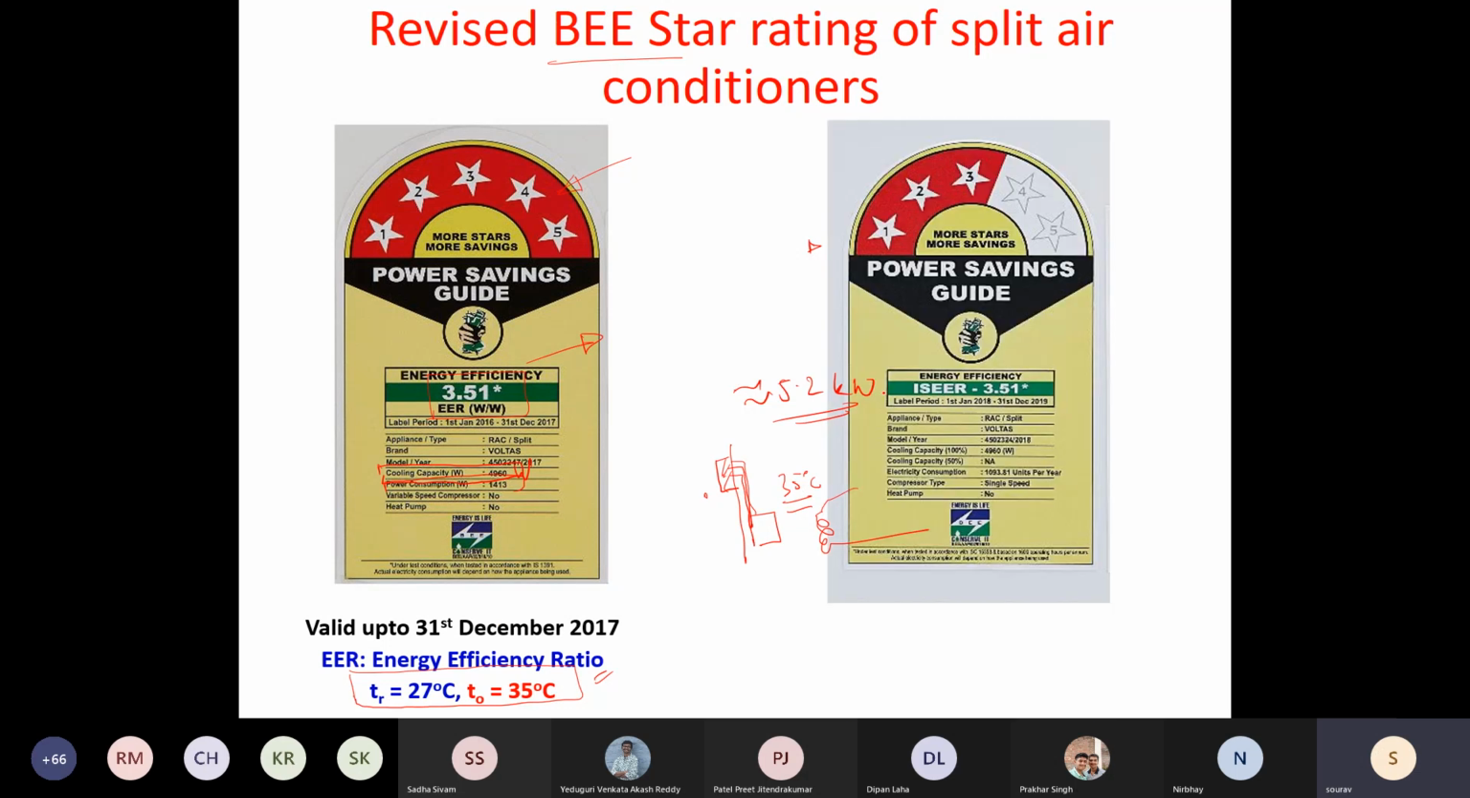So then we shifted to something called the Indian seasonal EER. Okay, so instead of having a fixed outdoor condition, we specified that based on the Indian seasonal condition, the outdoor conditions will have to be varied across a particular range, and the AC will have to operate for several hours at those particular temperature ranges.